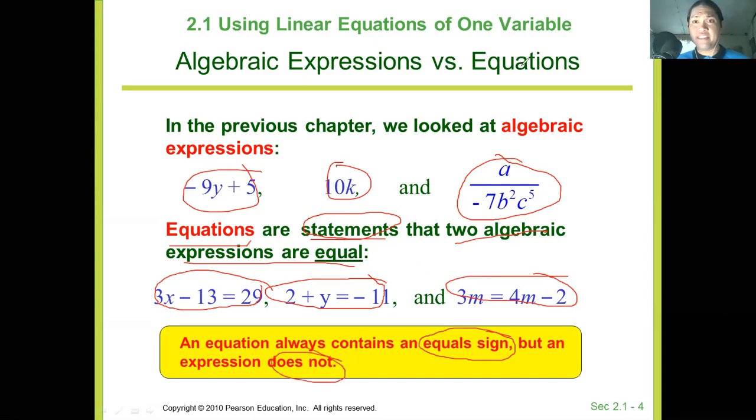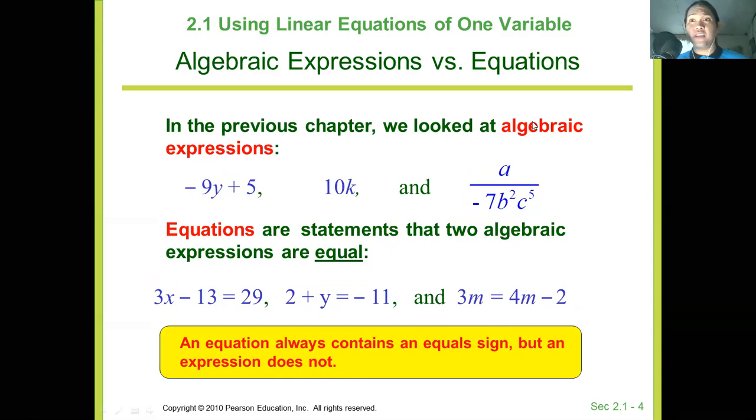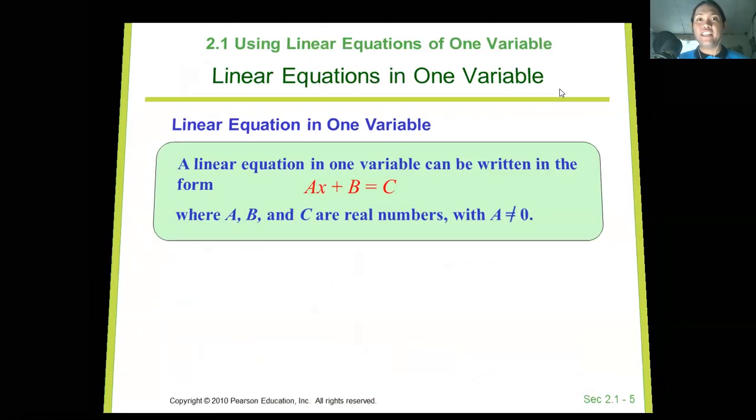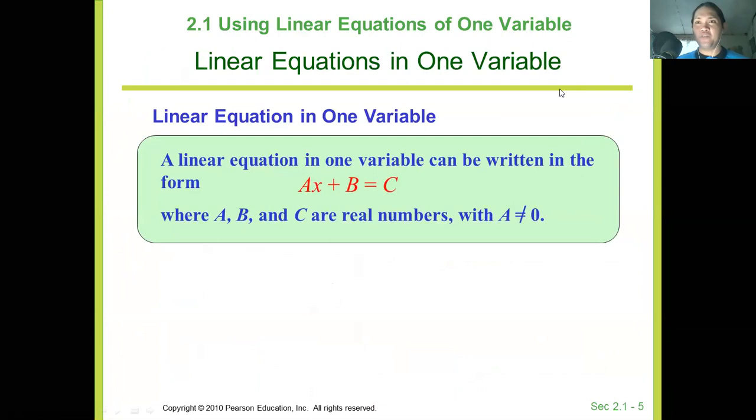So what's the difference again? I'm giving the easiest way to differentiate between the two so that you will not forget it. In an equation, there is always an equal sign, but in an expression, there is no equal sign. So that's it. Very simple. Now, after comparing them, we can proceed to linear equations in one variable.